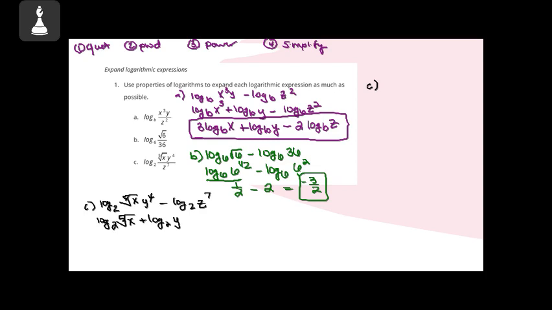Okay, now I'm going to do the powers. The 5th root of x is x to the 1/5 power. So that is a 1/5 log base 2 of x. The power on here is 4, so plus 4 log base 2 of y. And then the power here comes down, minus 7 log base 2 of z. So I hope that's making sense. With a little more practice, it may be even better.